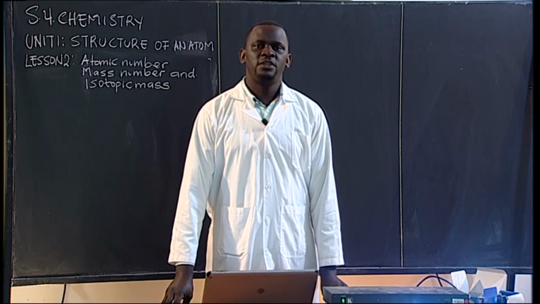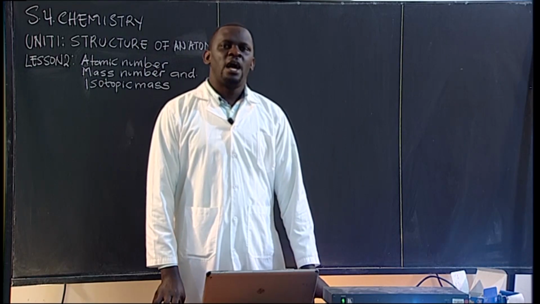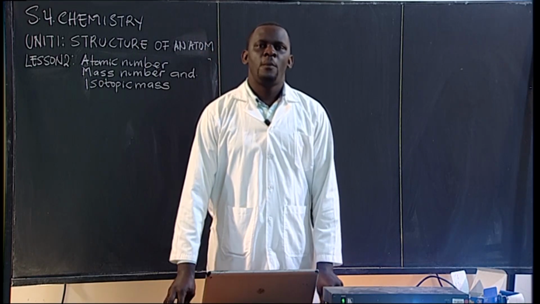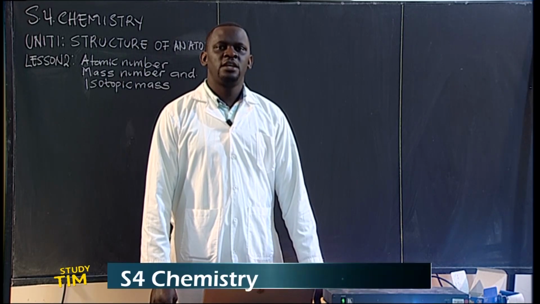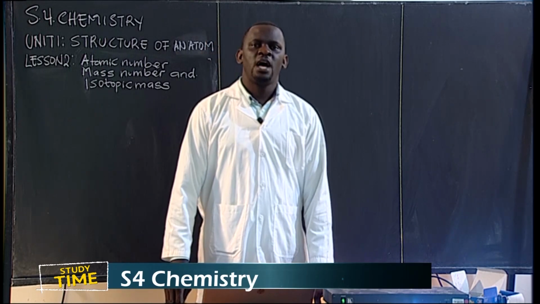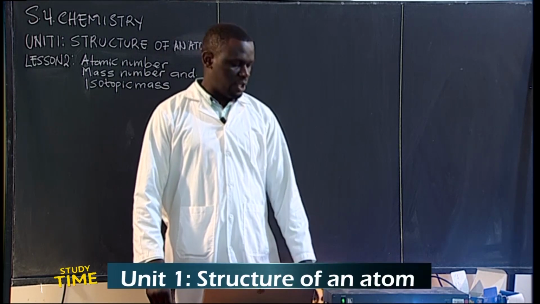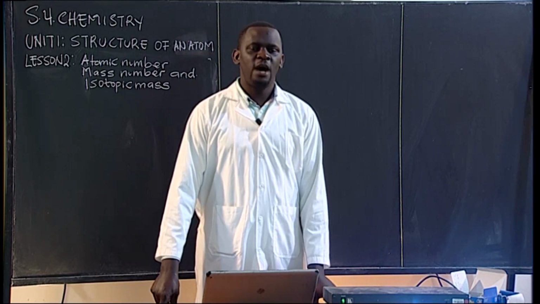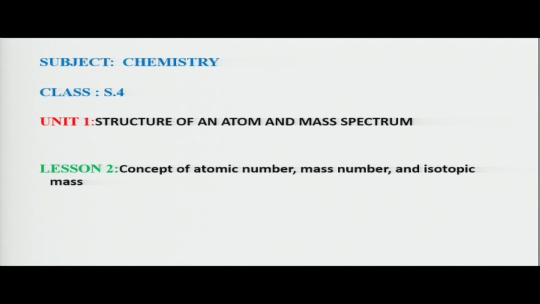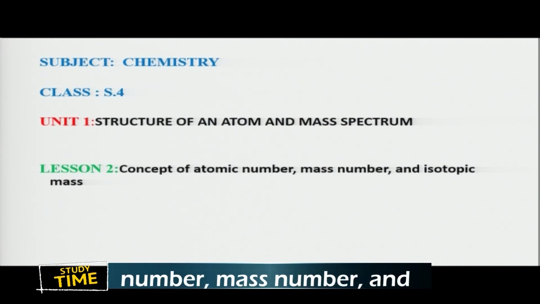Last time we had talked about the discovery of our subatomic particles and the structure of the atom, and today we are going to be talking about mass number, atomic number, and the isotopes, including isotopic mass. So quickly, let's go, and I want to ask you a simple question about the definition of these three terms, that is atomic number, mass number, and probably isotopes, this time not isotopic mass.